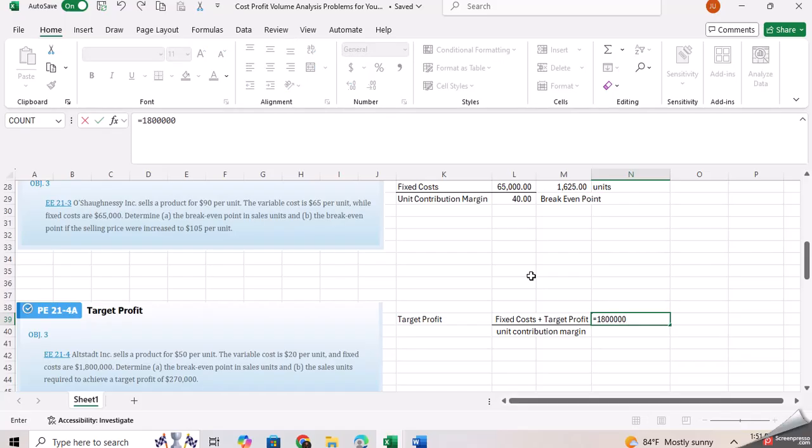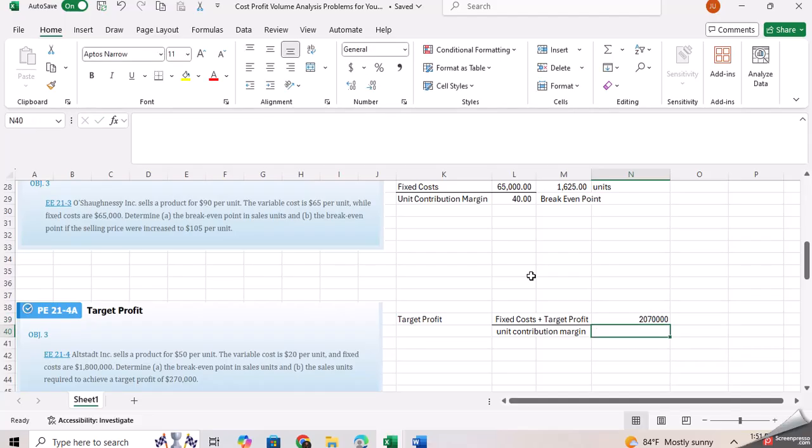$1,800,000. And we want to have a target profit of $270,000. So to pay our fixed costs of $1.8 million plus the $270,000 profit, we want $2,070,000 total.